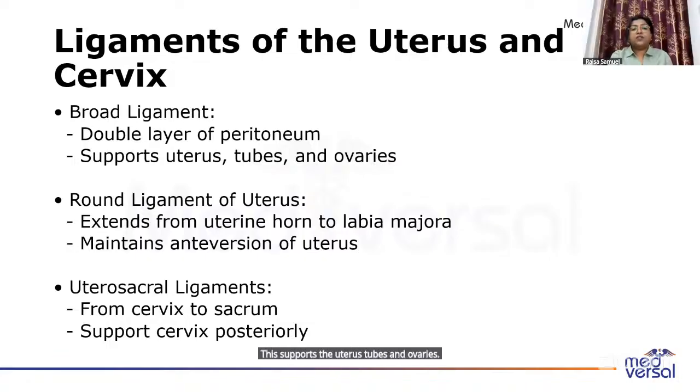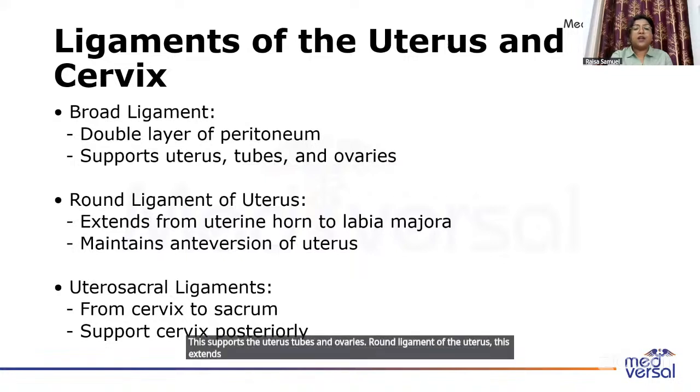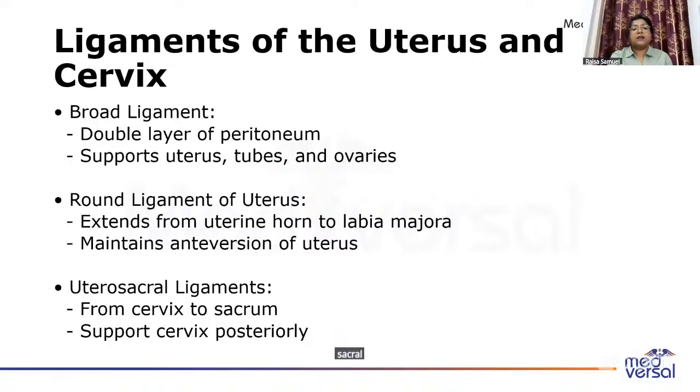Round ligament of the uterus extends from the uterine horn to the labia majora. This maintains the anteversion of the uterus. Uterosacral ligaments, that is from the cervix to the sacrum. So it is uterosacral, from the cervix to the sacrum, that supports the cervix posteriorly.